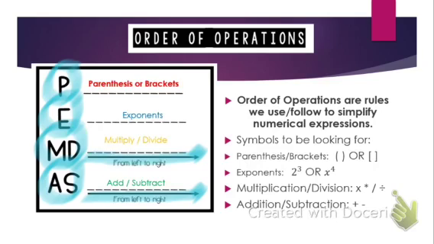Below you will see some symbols to be looking for. When you see parentheses, you will see something like this, or brackets similar to this. Exponents are the little numbers on top of the numbers or letters. Multiplication and division symbols, you've seen those before. Here are some examples. And of course, you've seen addition and subtraction symbols. The operations are here.